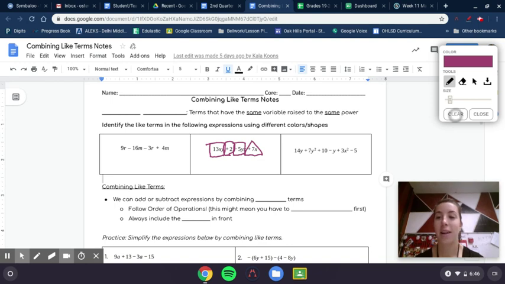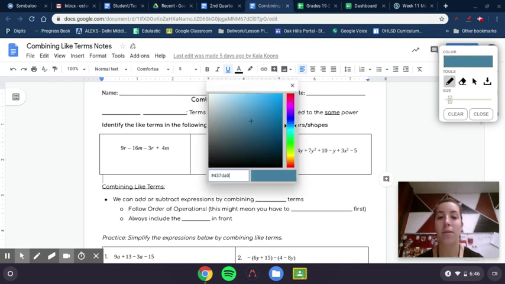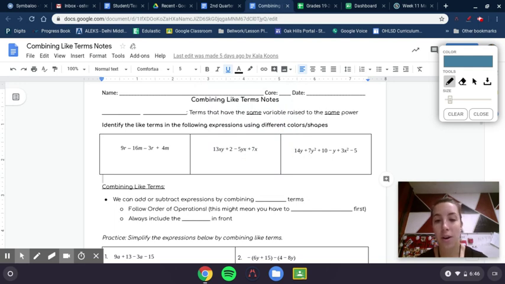All right, and then let's go to the last one. This is where you're going to see some of the powers too. Let's start with 14y. 14y can combine with the negative y because those just have the y. If I look at the next term, 7y squared, I don't see anything else that has y squared, so that is going to be by itself. The next one is 10. The other constant, the number that's by itself, is negative 5. Remember, I'm bringing the sign with it, or you can rewrite it as plus negative 5.